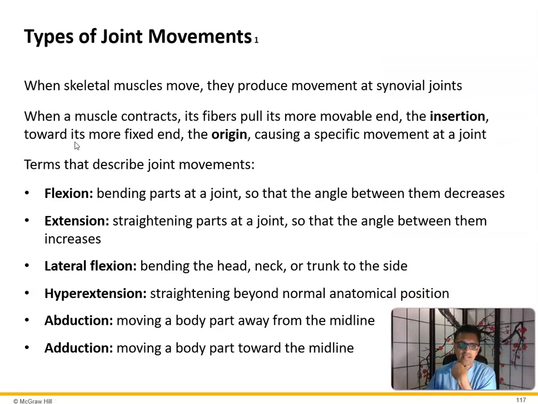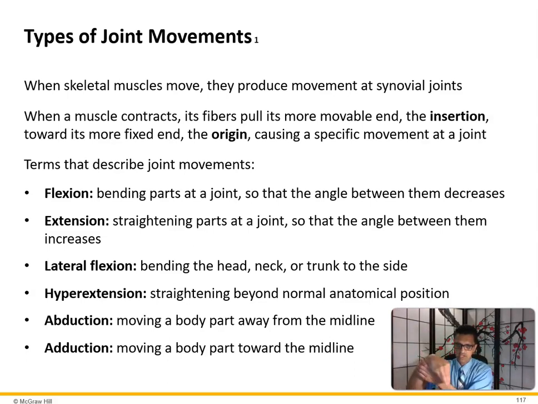each movement is. When a muscle contracts, its fibers pull the movable end, the insertion, toward the origin. We haven't discussed muscles yet, but we'll talk about origin and insertion here. But usually when my biceps contracts, I'm pulling the insertion towards the origin. So this is called elbow flexion. Flexion means bending parts of a joint so the angle between them decreases. When I want to straighten it, which is called extension, the angle between them increases.